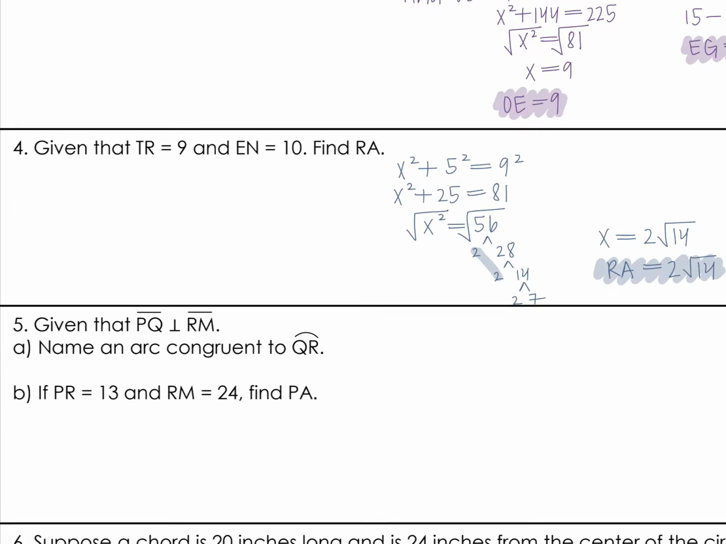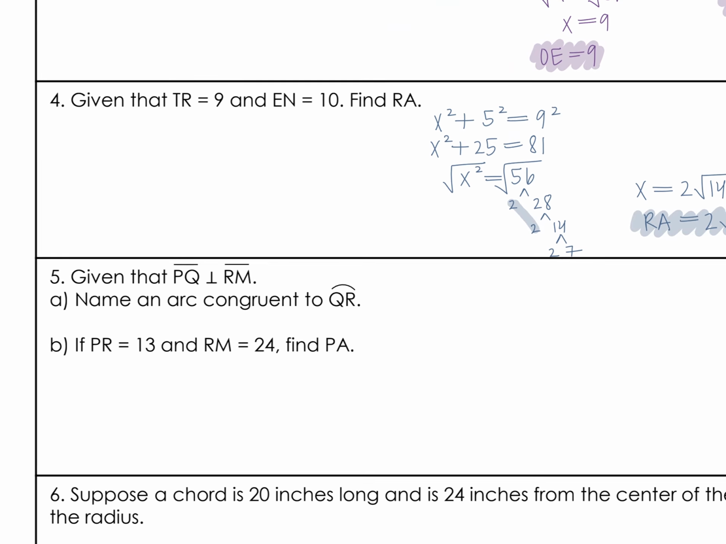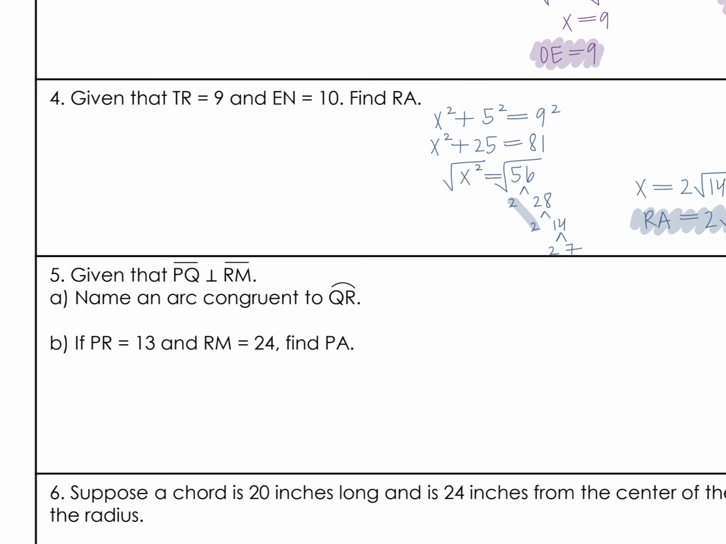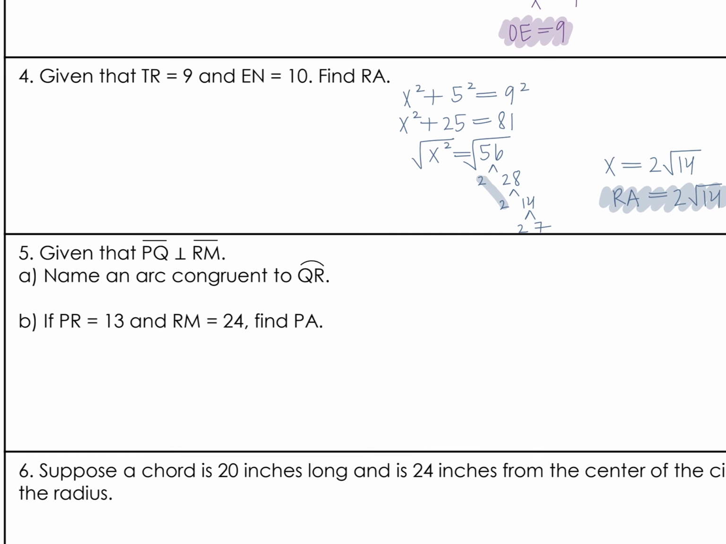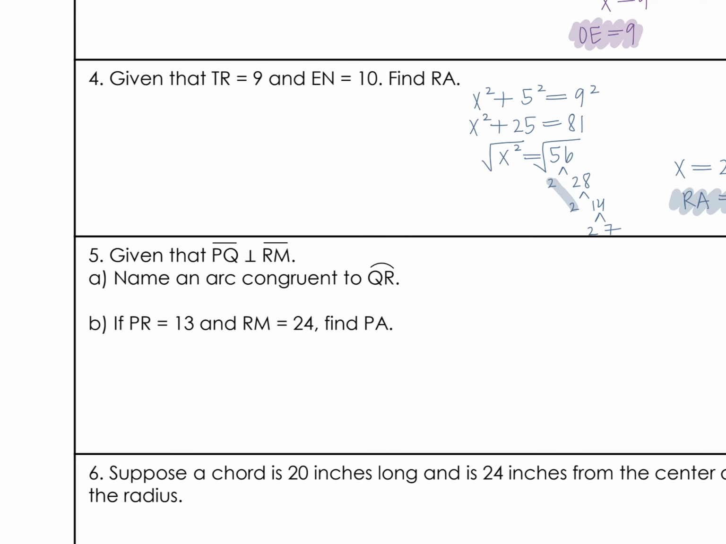Okay, moving into our second to last problem. We are given that PQ is perpendicular to RM. Okay, so I'm going to label that. We have that PQ is perpendicular to that RM. And we are asked first off to find or name an arc that is congruent to that QR.